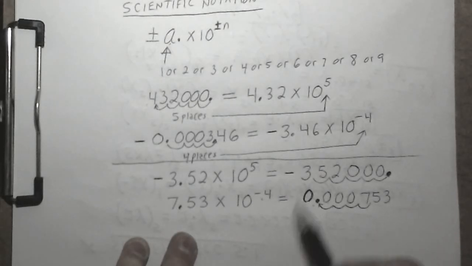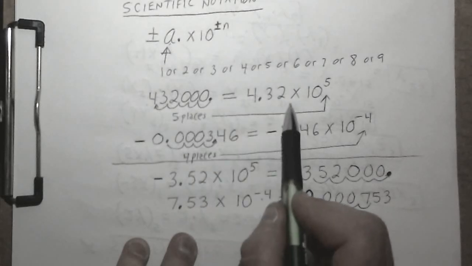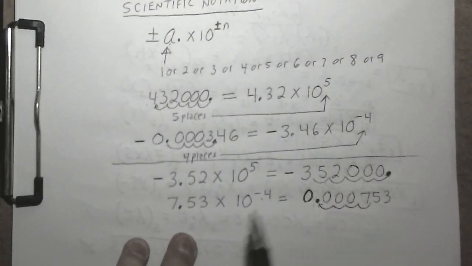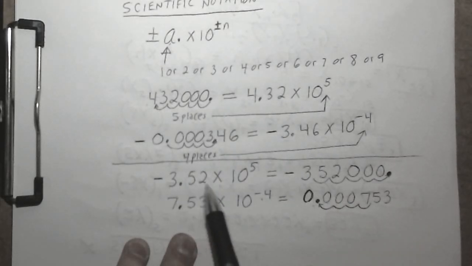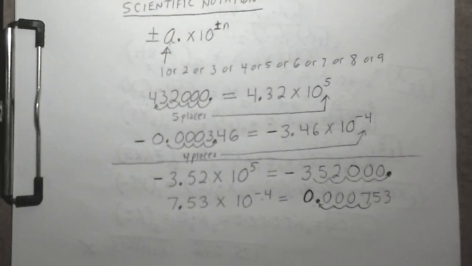Okay. So hopefully these examples show us how to go from standard or decimal form to scientific notation form, and then how to go backwards from scientific notation form back to decimal form. That concludes this video.